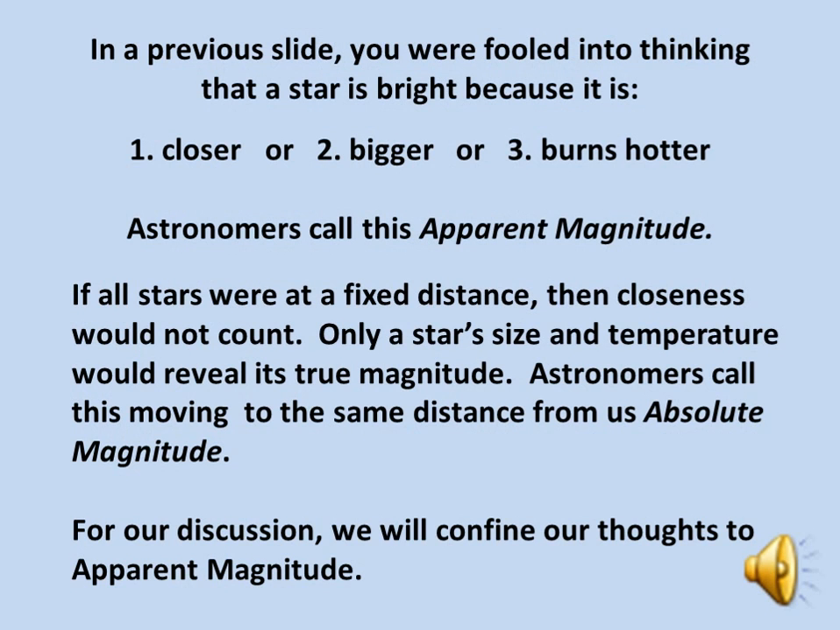There are two kinds of magnitude. Apparent magnitude is what we actually see with our naked eye. The other magnitude is called absolute magnitude, and it's artificial. It assumes that all stars are placed at the same distance from Earth, so distance is not a factor in its magnitude.